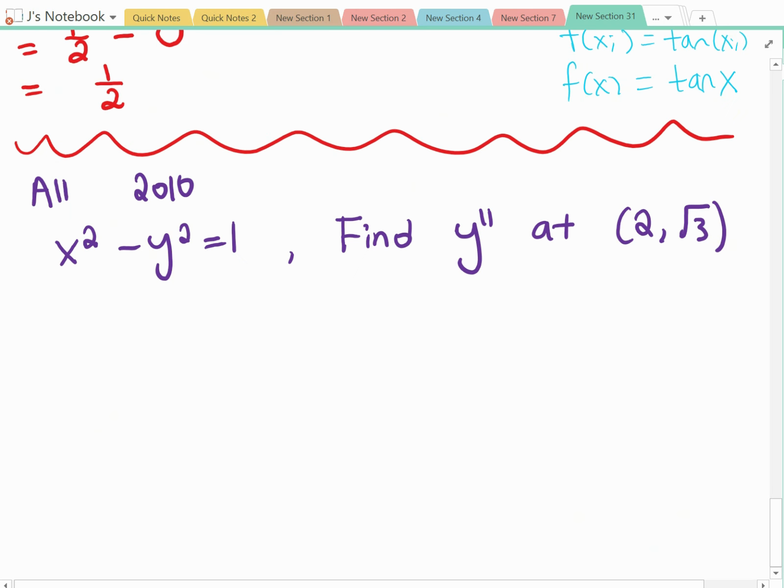So d squared y by dx squared? d squared y by dx squared is the fancy way of writing the derivative of y with respect to x twice, y double prime, the second derivative. It means the same.